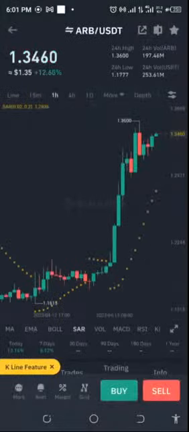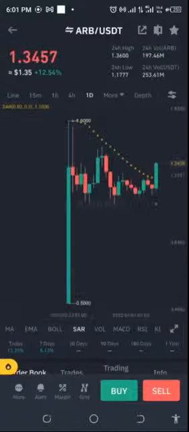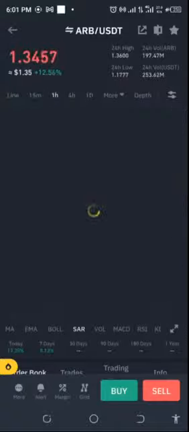Now, ARB was listed a couple of days ago and it's still in the new listing segment. So let me go to the 1-day chart. You can see how it pumped so high when it was listed. Wow, it was really a good one. Anyways, let's see how it is for today. Let's look at the 1-hour chart.